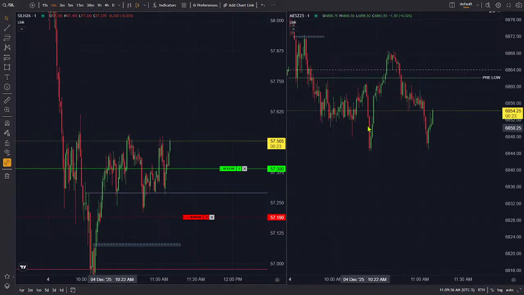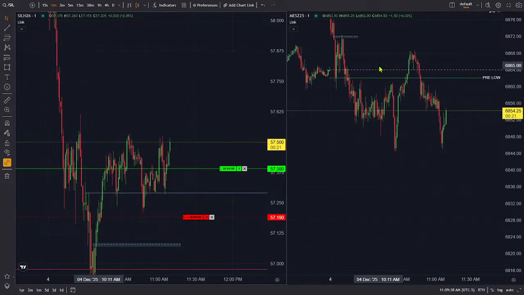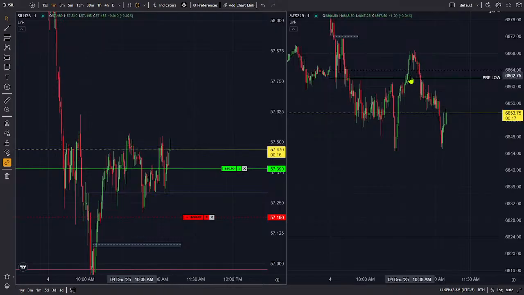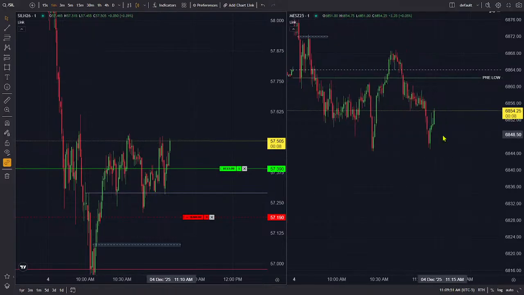I like the way ES is doing here. I think it could go take those highs. This is first presented up here. It's a high or low. We're starting to get a fair value gap. I haven't finished it yet, so I've got to wait for a couple more candles.